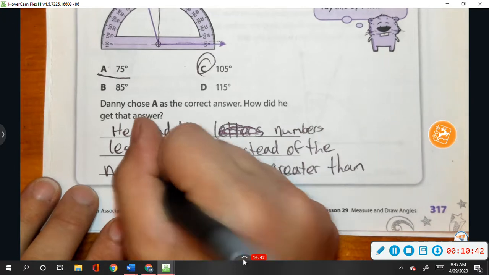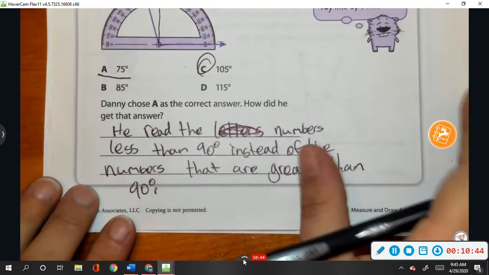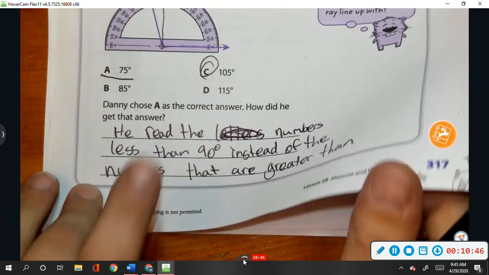Whoa, I totally went off page on that. There we go. Again, if you need to pause it to write that down, pause it. But I am moving on.